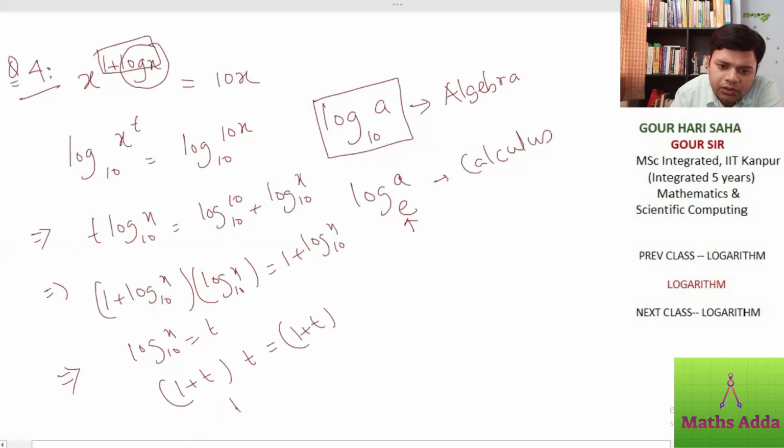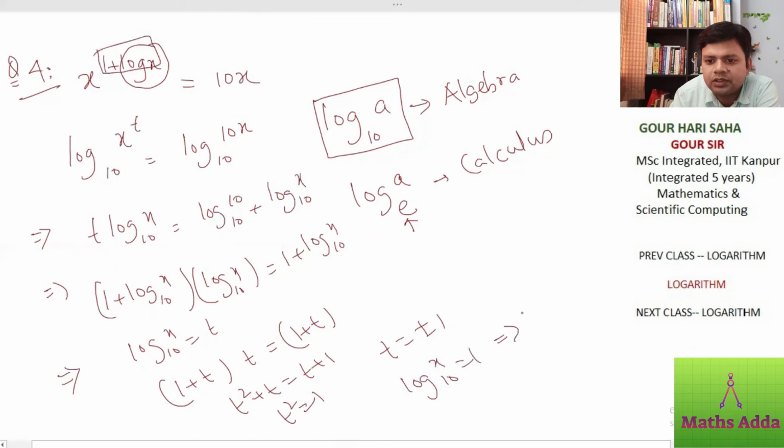So this is t square plus t is equal to t plus 1, t square is equal to 1, t is equal to plus minus 1. So log of x base 10 is equal to 1. This means x is equal to what? 10. Log of x base 10 is equal to minus 1. So what is x? x is equal to 10 to the power minus 1.